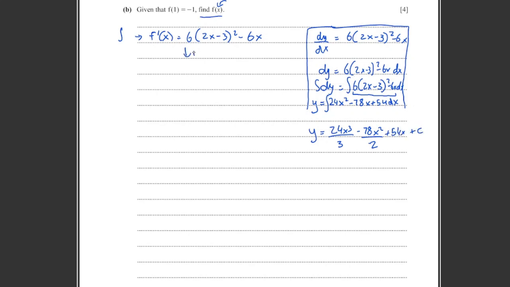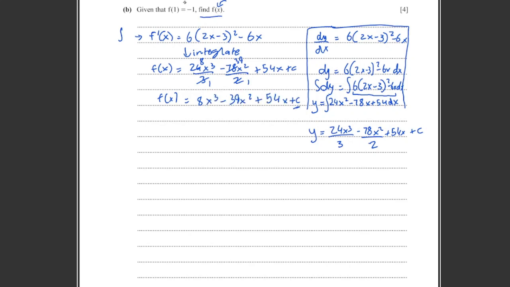So then when we integrate this, we get f of x equals 24x cubed over 3 minus 78x squared over 2 plus 54x plus c. And we can simplify this a bit, so we're just going to get 8x cubed minus 39x squared plus 54x plus c. And how do we find that c? Well, that's why they've given us this information over here, saying that when x is 1, f of x is negative 1. So we plug all of that in here.